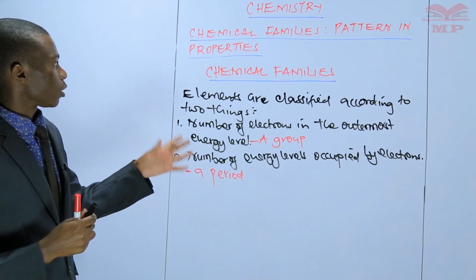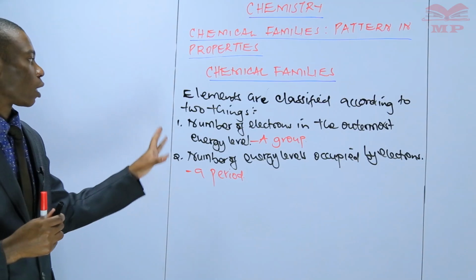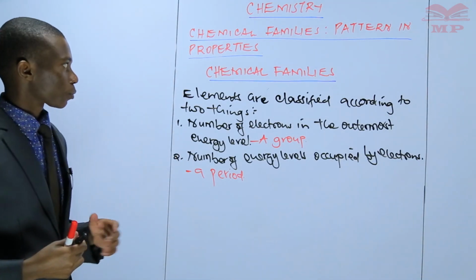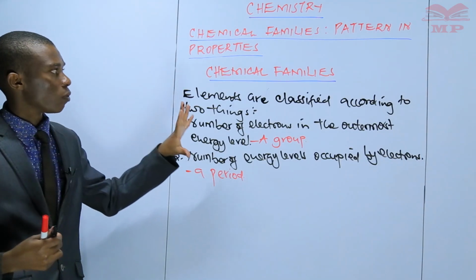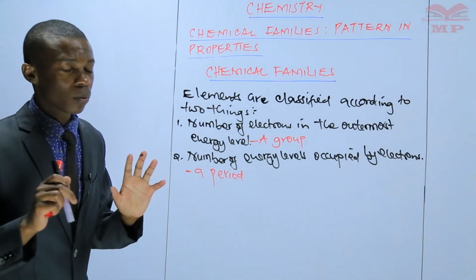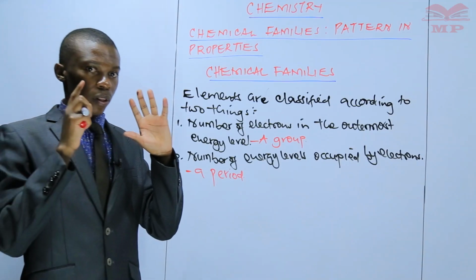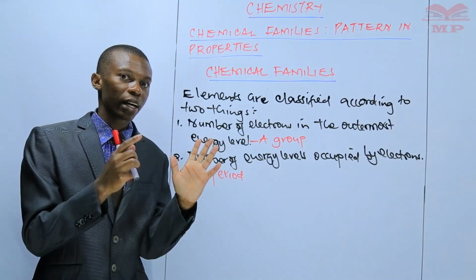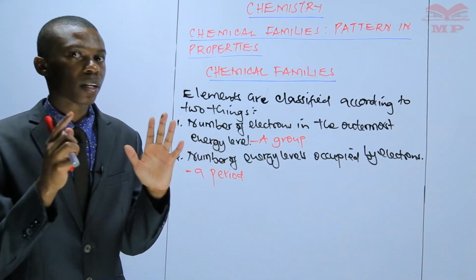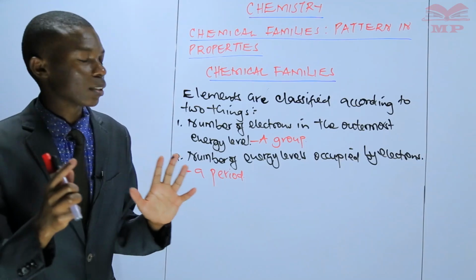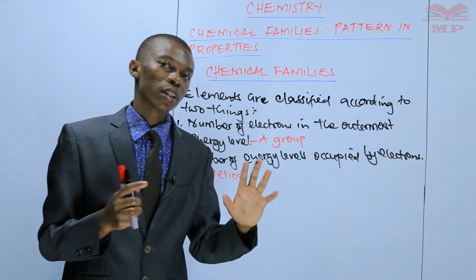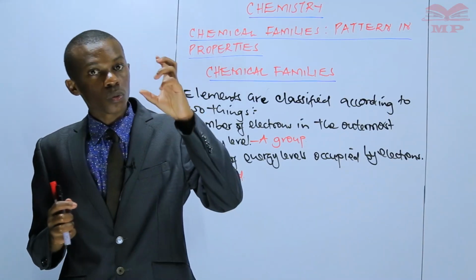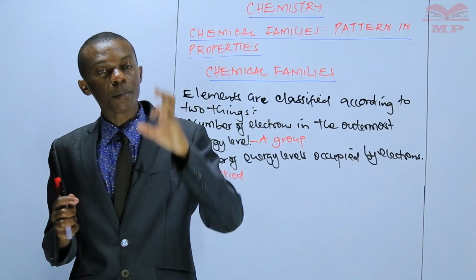So those are the two classifications which group elements in the periodic table. We are discussing chemical families. In the periodic table, all these elements which are found in a group have certain characteristics, and that's why I say that a family is a group of elements with similar chemical properties. So if elements are found in the same group, then these elements have similar chemical properties. That forms a chemical family.